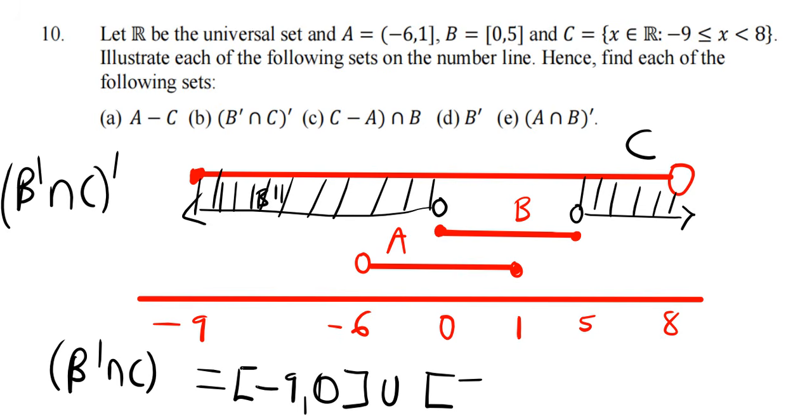So 5, then all the way to 8. Now 8 is not found in C, but 8 is found in B. So we're going to 8, and we're going to open like that. Now, if we're going to find the complement, we're supposed to find the complement of what we have here.